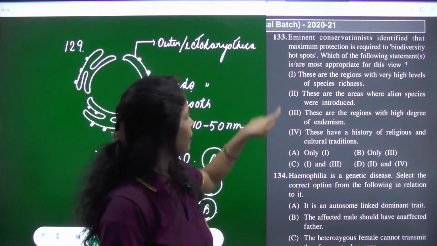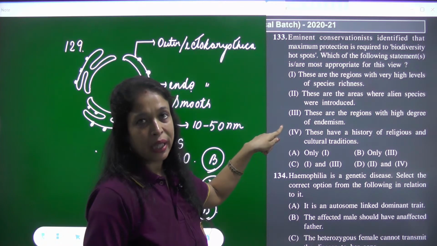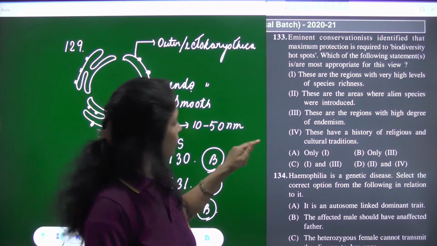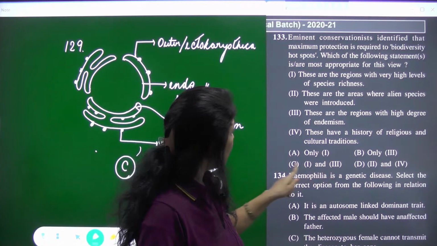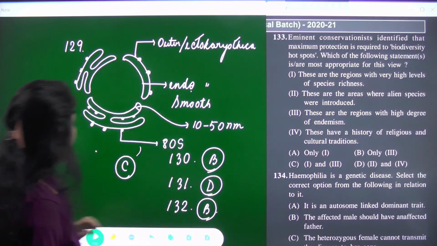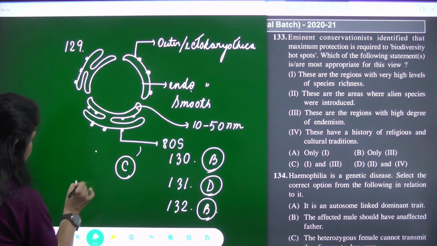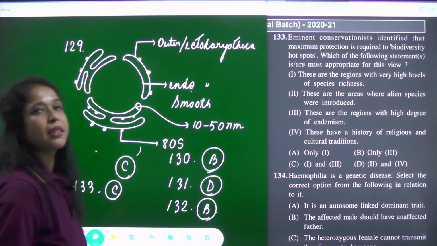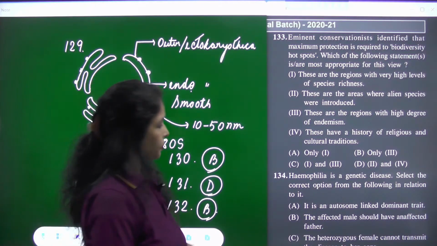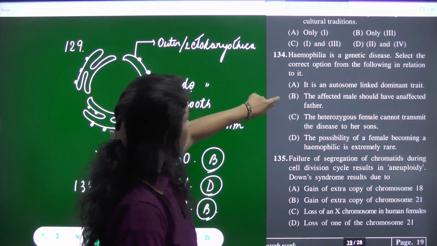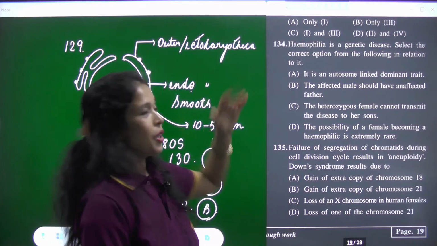So पहला and third ये दोनों statement right हो गया है for the protection in terms of hotspot area. So कौन सा ऑप्शन होगा? Yes, C वाला 1 and 3. So 133 के लिए क्या हो गया आंसर? C. Statement first and third दोनों करेक्ट है. No chance of making mistakes ना. Very easy questions.